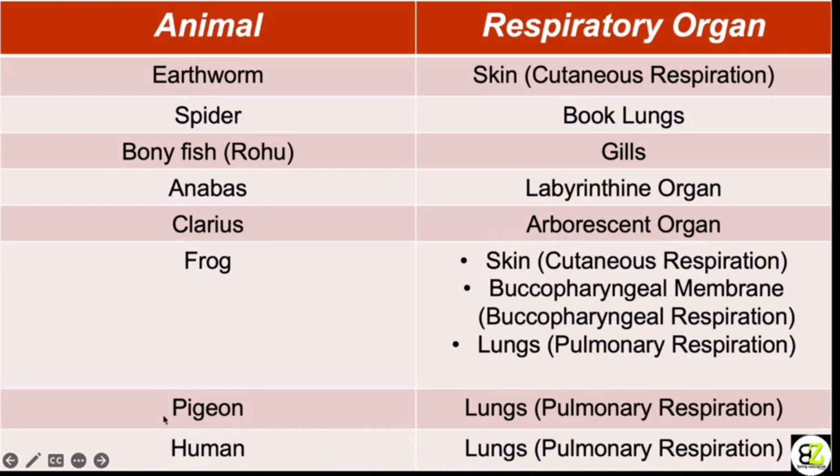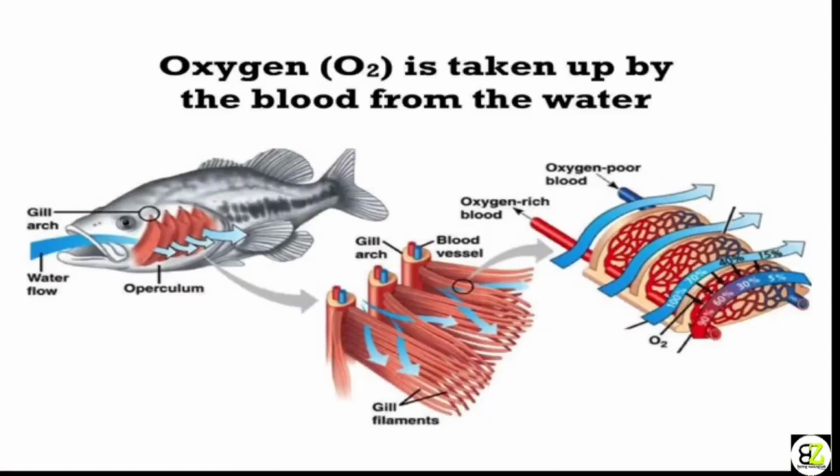After that you will see the pigeon. In pigeon, lungs are there, but one more modification is also there. There are respiratory sacs. It is very important. That is a kind of adaptation for flight purpose, just to lighten the weight, right? So in case of pigeon, pulmonary sacs are developed, and in human, as you all know, lungs are there for respiration. Here you will see the oxygen is taken up by the blood from the water, in the mouth cavity, or we can say buccopharyngeal cavity. I already talked about this slide, so I'll skip this one.